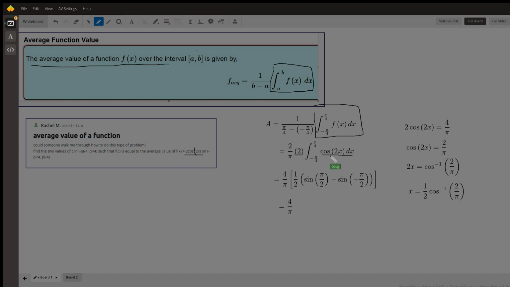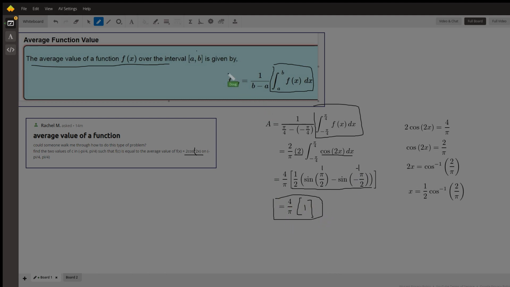And then the antiderivative of cosine of 2x, I'll let you use u substitution to figure that out. But this whole thing right here evaluates to 1, because the sine of pi over 2 is 1, the sine of minus pi over 2 is minus 1. Half of 2 is 1. Okay, so the average value is 4 over pi.